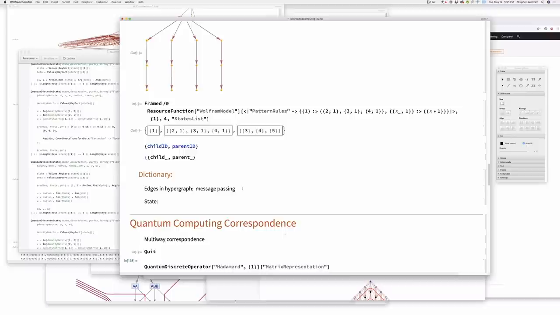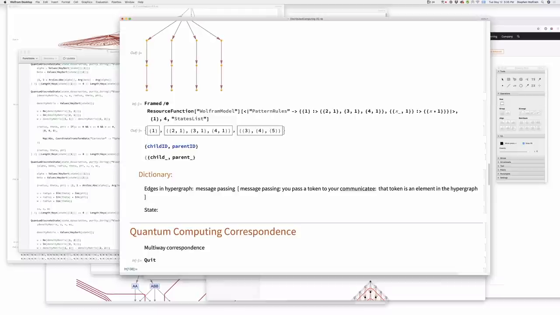Oh, I see your point. There's a token that is being passed, right? So message passing is, you pass a token to your descendant, so to speak, to your communicatee. That token is an element in the hypergraph, one of the points in the hypergraph. So in other words, you're saying this thing that I'm calling X is being passed to that communicatee. That act of passing that token creates an edge in the hypergraph.